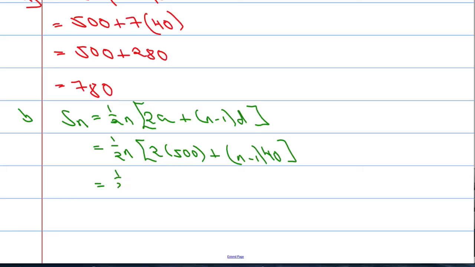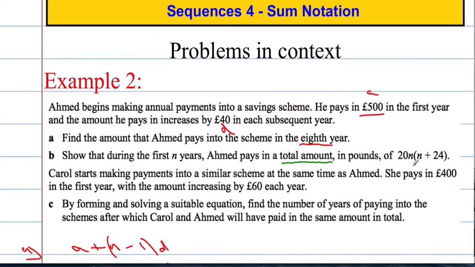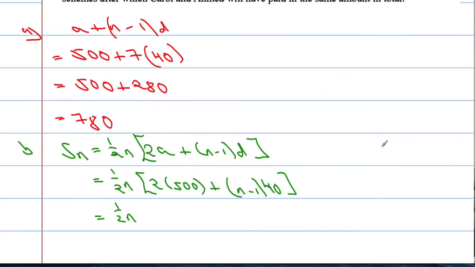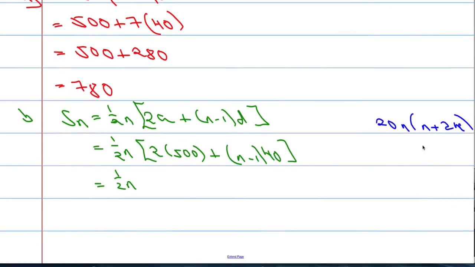Okay, so now what we could do is try and make this expression here look like this. That's what we're heading towards. We're looking for 20n. I'll just write it over here on the side so we can see where we're going. 20n times n plus 24. Okay, lovely. So, 2 lots of 500 is 1,000, plus 40 times n is 40n. 40 times negative 1, negative 40.